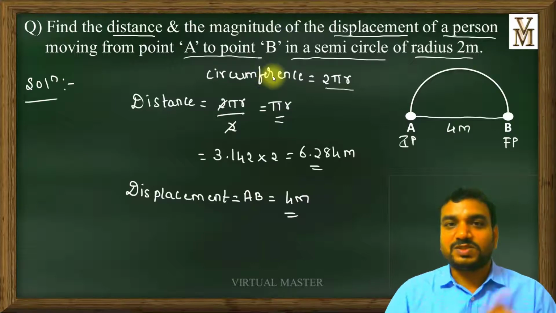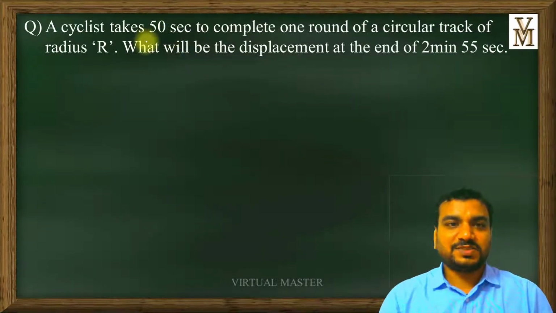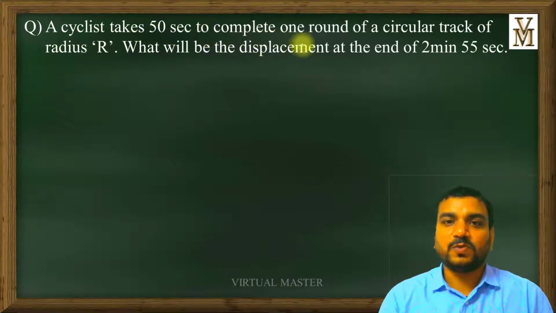Okay. Now let us solve next question. Okay. The next question is, a cyclist takes 50 seconds to complete one round of a circular track of radius capital R.